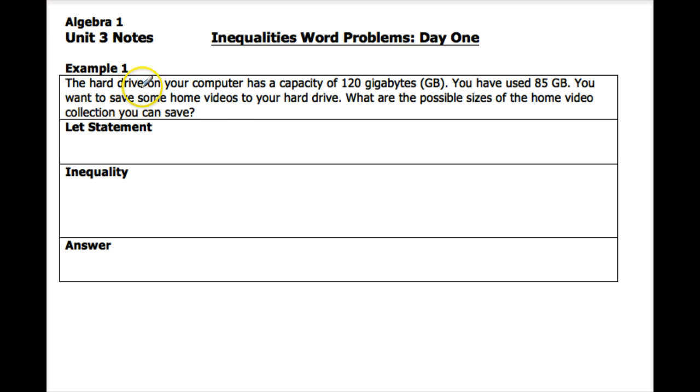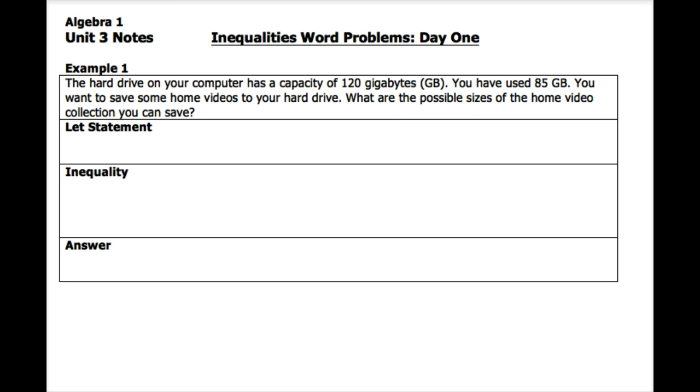So this one says the hard drive in your computer has a capacity of 120 gigabytes. That's just the unit of measure for something like space on a computer. You have used 85 gigabytes. You want to save some home videos to your hard drive, and so the question is asking what are the possible sizes of the home video collection you can save.